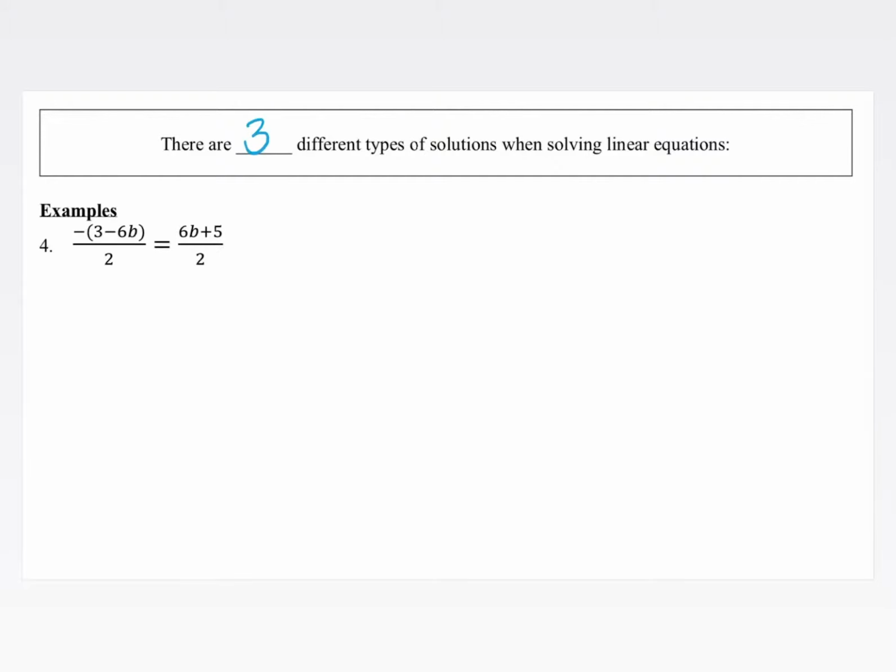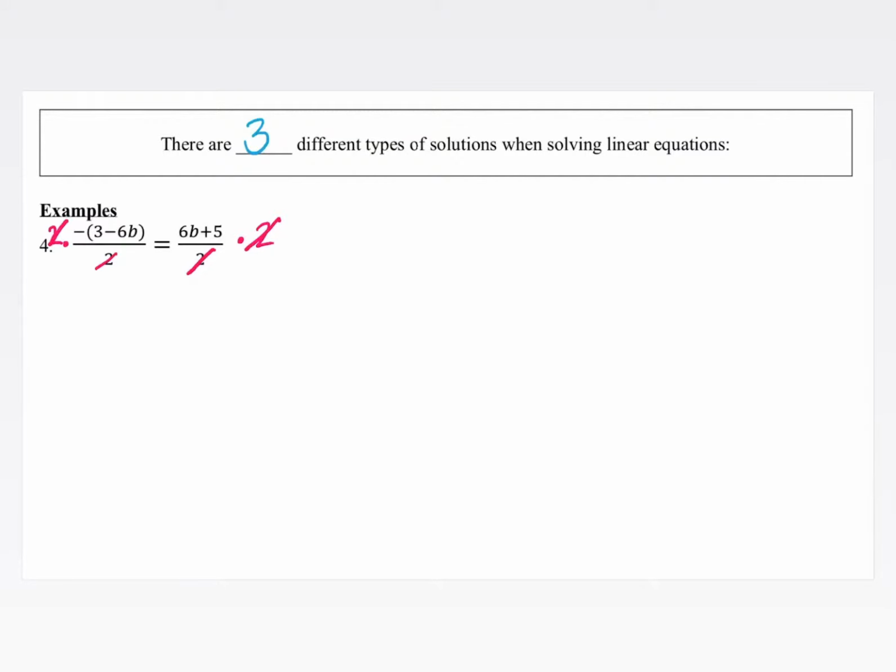Our first example here, we have negative the quantity 3 minus 6b divided by 2 equals 6b plus 5. Now we're dealing with a fraction here, but actually they have the same denominator. So in order to get rid of our fraction, what we're going to do is multiply our 2 on both sides, our denominator. So what we do to one side, we have to do the other. Because we have a 2 in the numerator and a 2 in the denominator, that reduces to 1. And because it's the same number on the other side, that also reduces to 1.